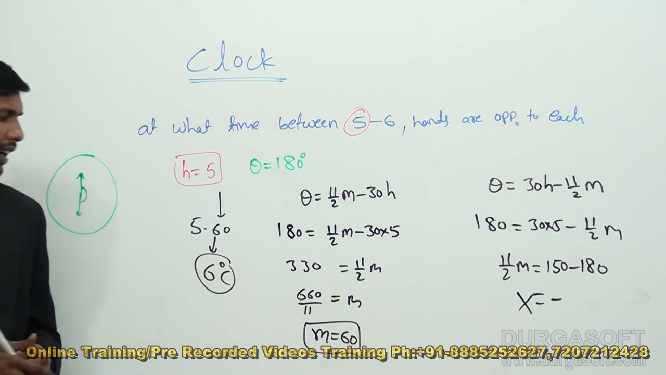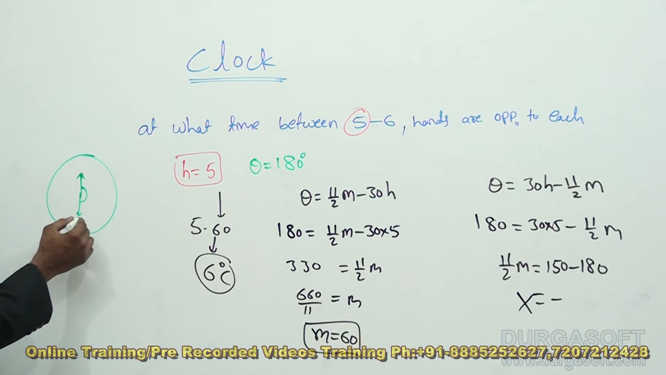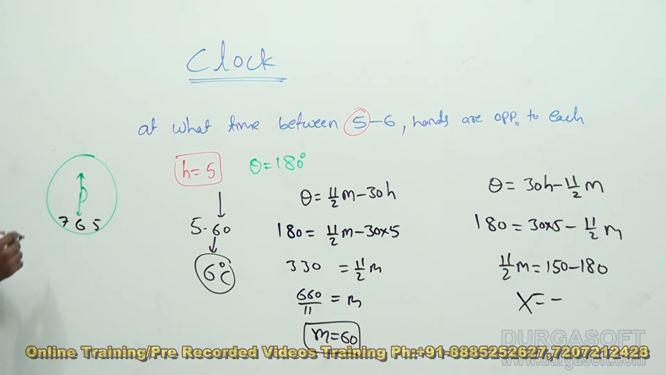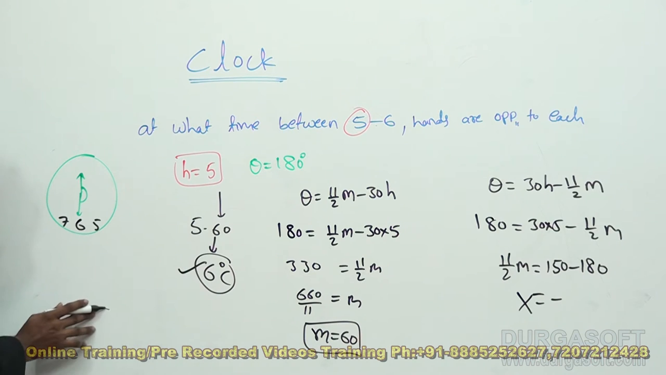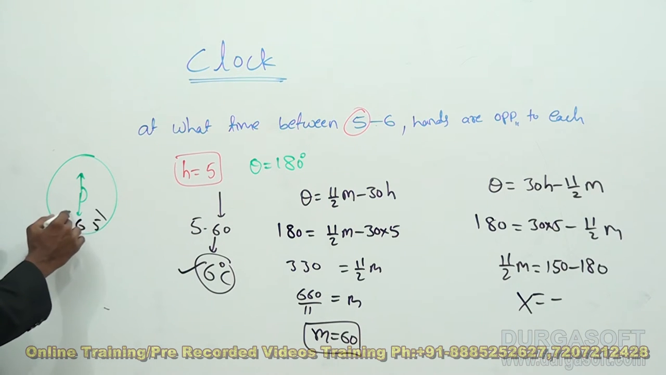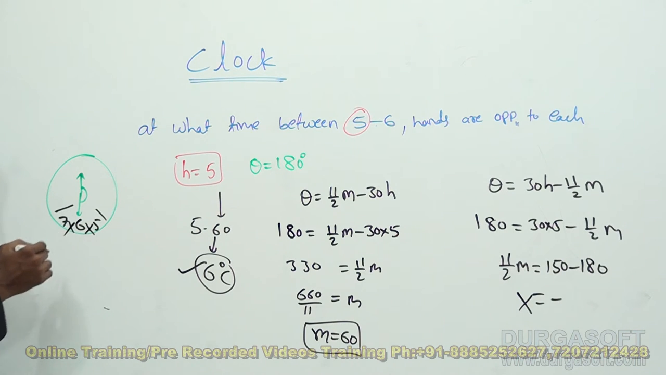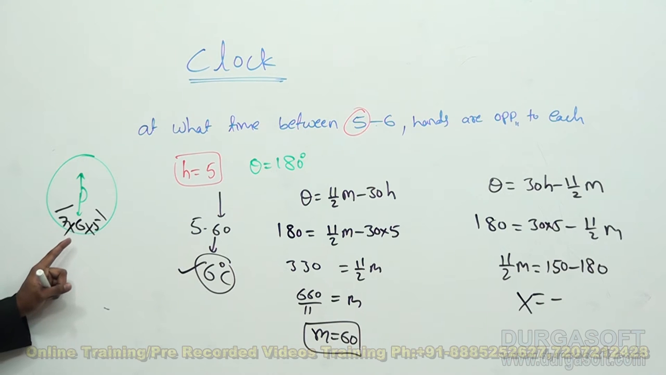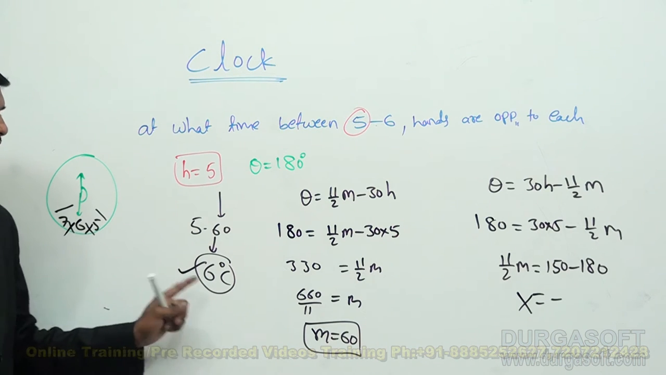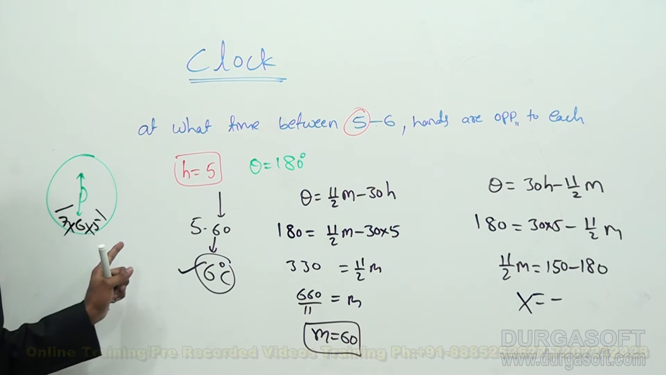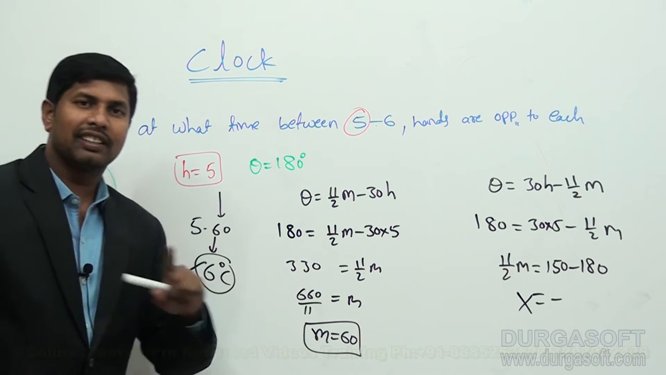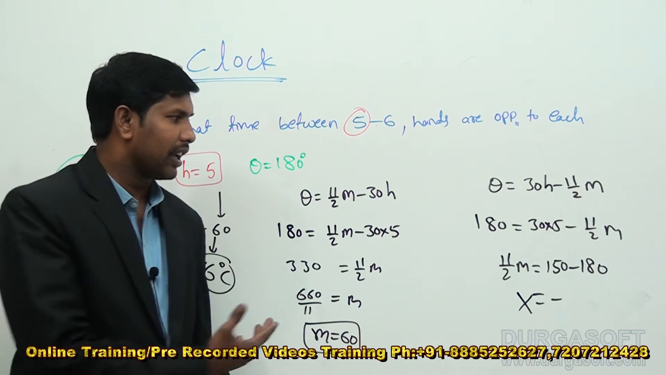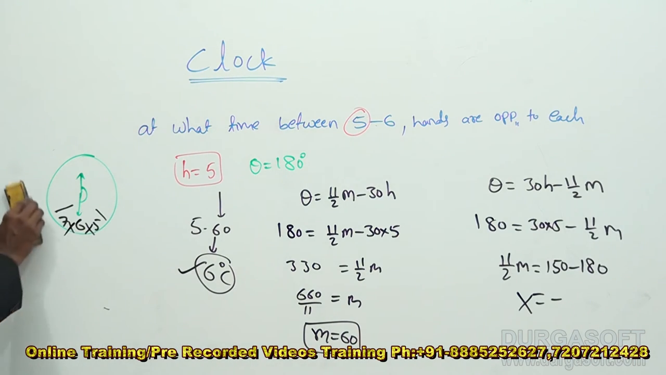So from this we can understand, as we discussed, the hands of the clock will be opposite to each other exactly at 6 o'clock, or before 5 o'clock or after 7 o'clock, but not in between 5 to 6 or 6 to 7. That's why we are not getting any value which shows the time between 5 to 6. It is exactly 6, if not before 5 or after 7. There is no value between 5 to 6 or 6 to 7. So this is how we can understand the point we discussed at the starting.